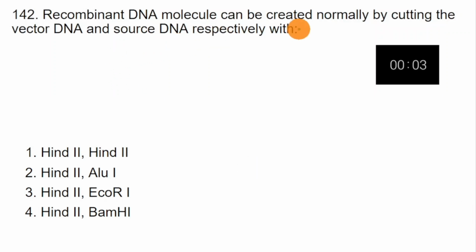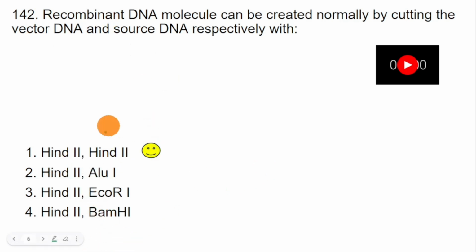Recombinant DNA molecule can be created normally by cutting the vector DNA and source DNA respectively with... so the answer will be same enzyme, option 1. So this is a question which is normally asked in the format of whether the enzyme will be same or different, or a combination of two different or three different enzymes. But in this case, they have given names of enzymes and asked you. The highlight is you have to treat both vector DNA and source DNA with the same restriction enzyme.